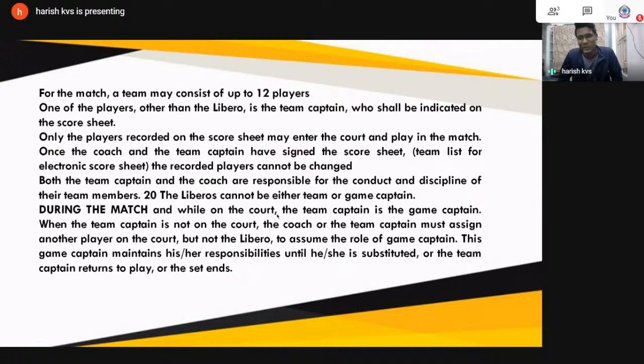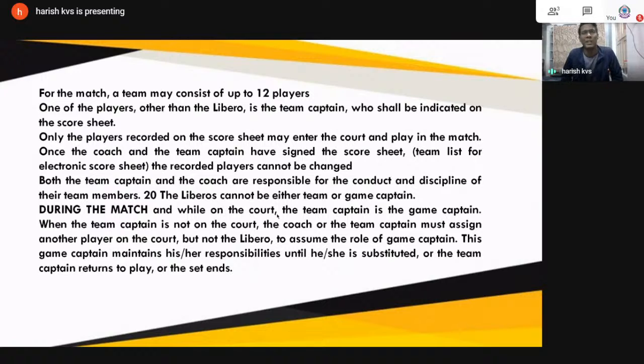The liberos cannot be either team or game captain. One more technical point: if you are nominating any of the players from your side as a libero, he shall not be the captain of the game or the match. You may be confused about what a captain of a game is and what a captain of a team is. The player who is nominated as captain of the team would stay as captain for the whole match.